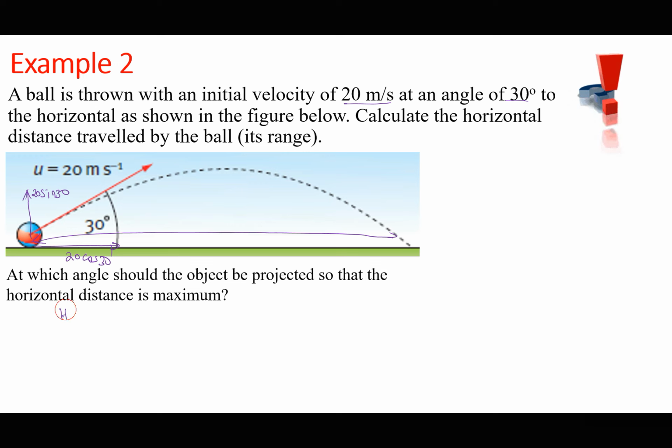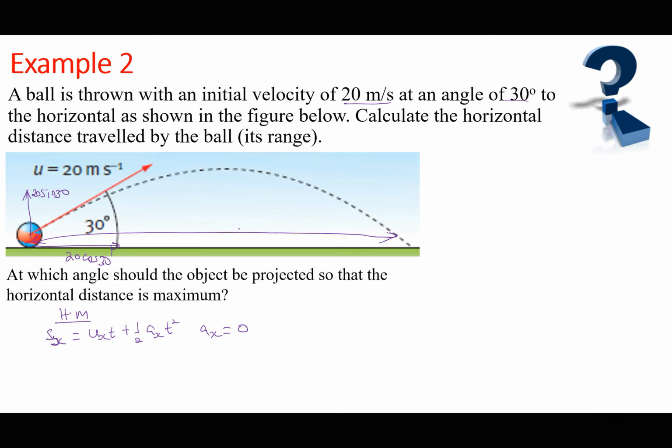So considering motion in the horizontal, S in the horizontal is equal to initial velocity in the horizontal times t plus a half acceleration in the horizontal times t squared. But remember, acceleration in the horizontal is 0. So S in the horizontal, which is going to be the range, let me call it just X. So X is equal to 20 cos of 30 times the time t.